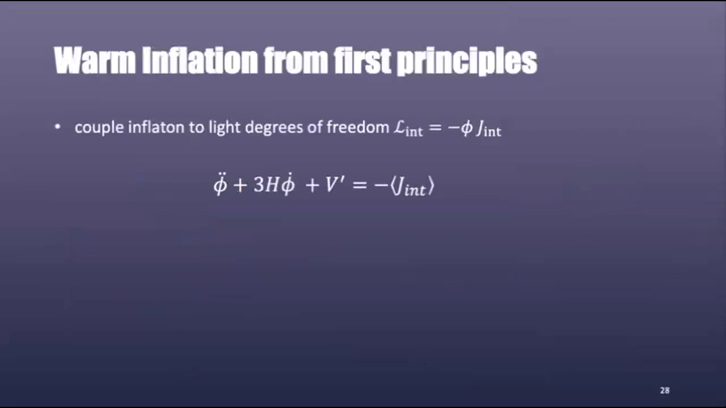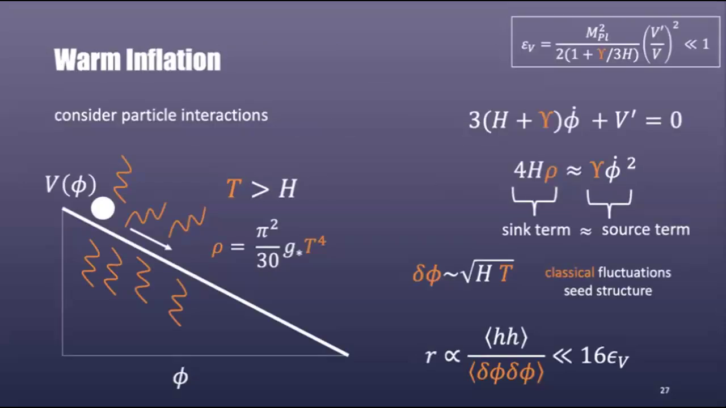Is the expansion of the universe still going to be exponential? Yes. In terms of the hierarchy, the energy density of the inflaton still dominates, so you're still dominated by the potential. Then your energy density in radiation dominates over your kinetic energy, but it's still subdominant to your potential.